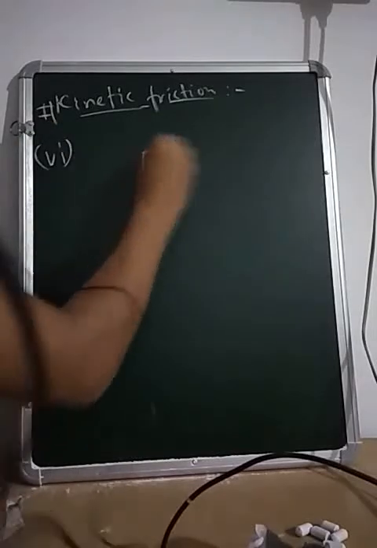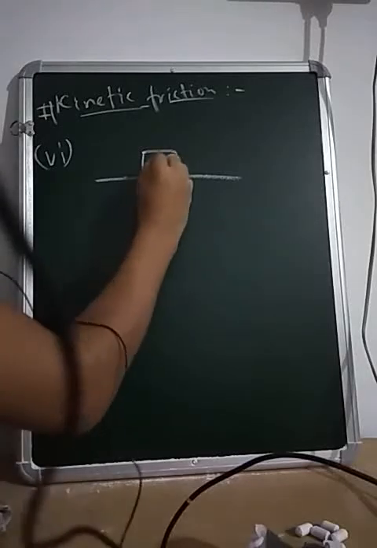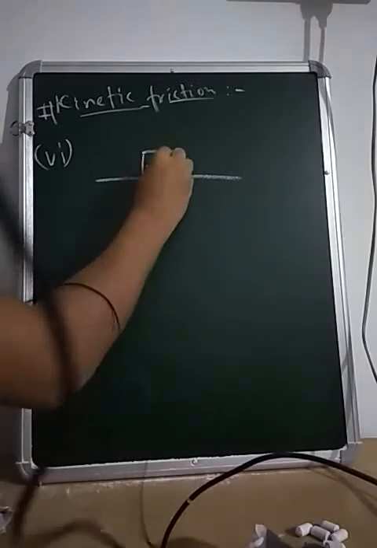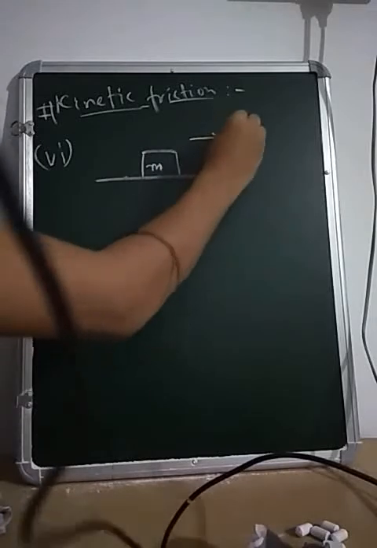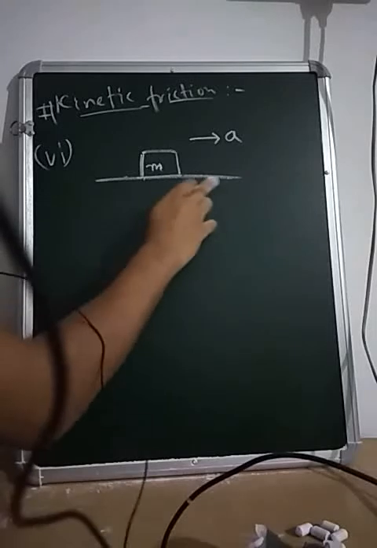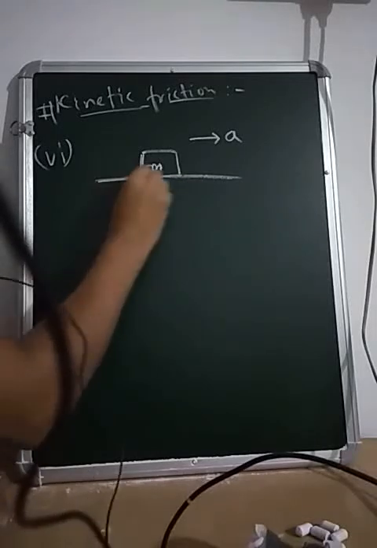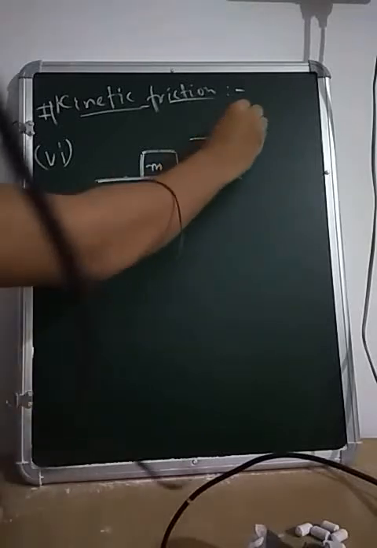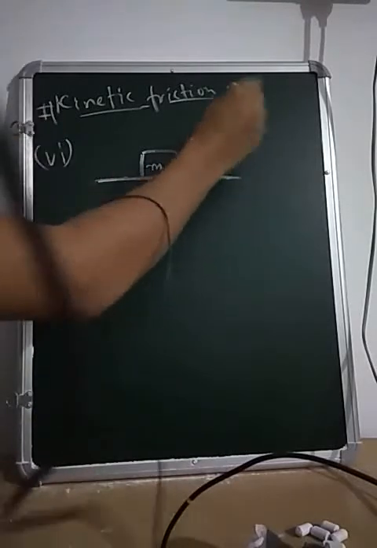Let's see. Suppose there is a body of mass m, and it's moving with the acceleration a. This body is placed over a rough surface, and it is moving with acceleration a. Like in the earlier case we discussed in force, in Newton's second law, acceleration is obtained from the net external force.